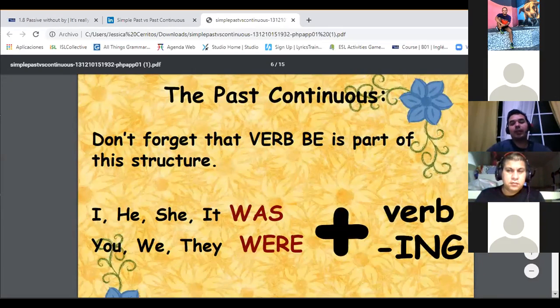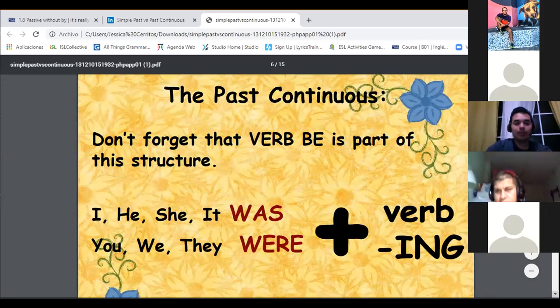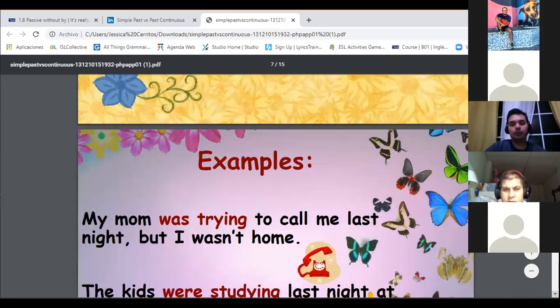Don't forget that verb be is part of this structure. I, he, she, it, was, plus? You, we, they, were, plus verb ing. Right, okay. So this is how you make the past continuous. I, he, she, it, was, plus ing. Or you, we, they, were, plus ing. Yes? Okay. Here we have examples.